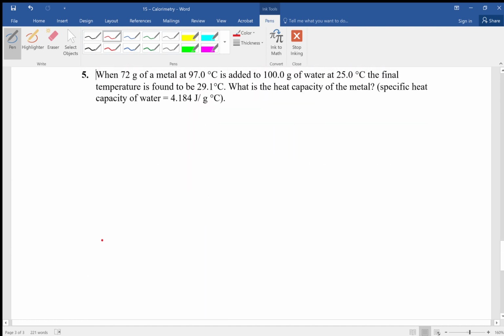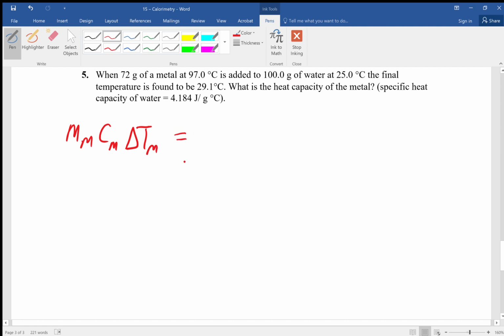All right, our last problem, we're taking some metal that's been heated up and we're adding it to a sample of water that's right around room temperature. Now, this situation is how we might calculate the heat capacity of an unknown substance or even a known substance. So we'd look at the mass of the metal times the specific heat of the metal times delta T of the metal.